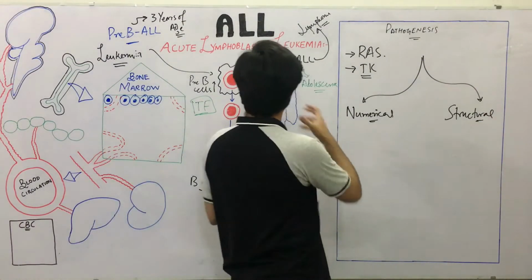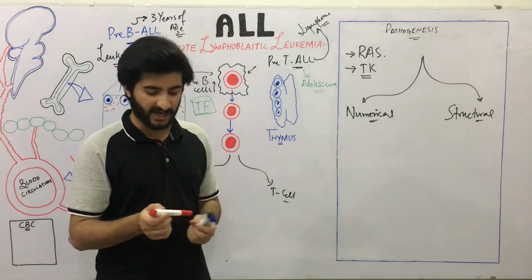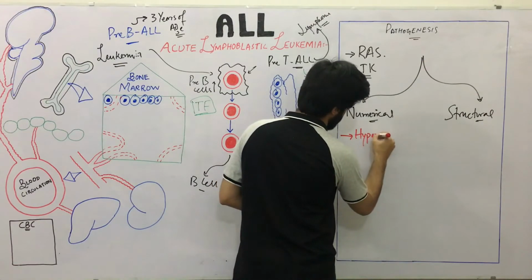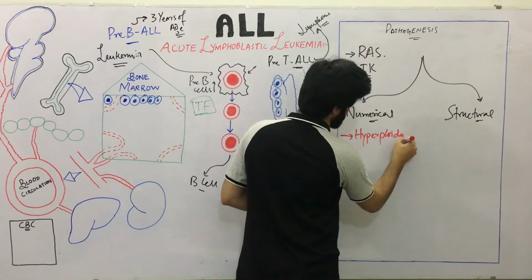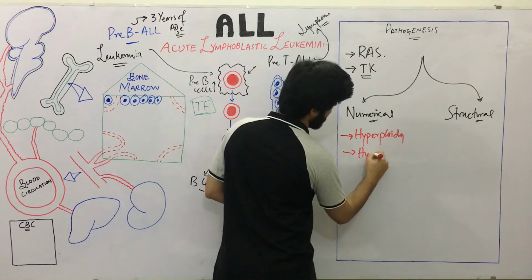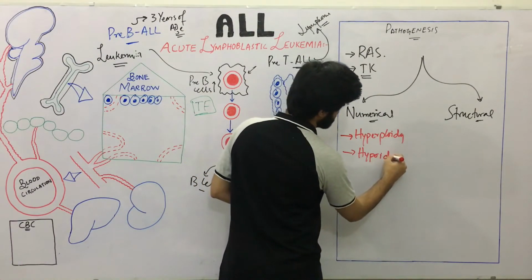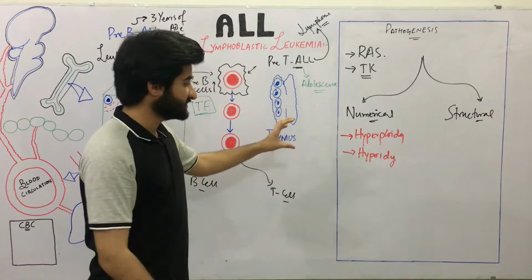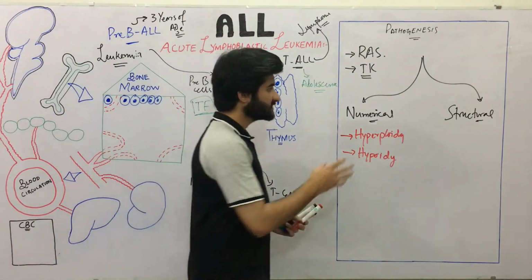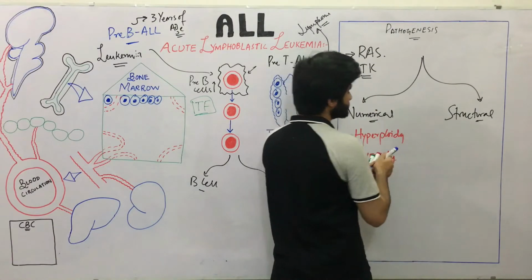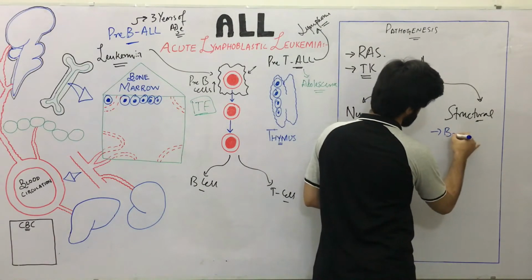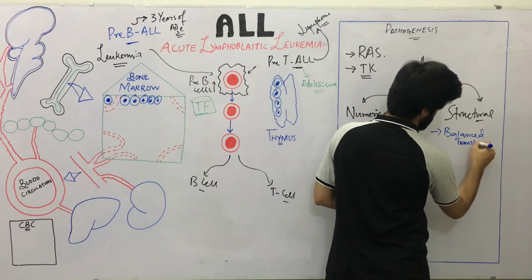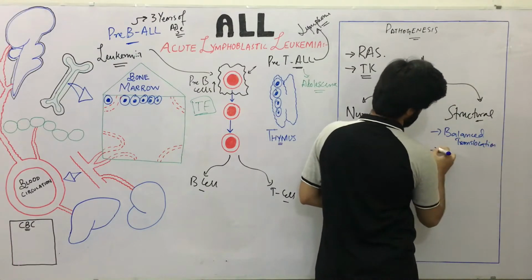So in the case of ALL, the numerical mutations can be of two types: either hyperploidies or hypoploidies. And what are the structural mutations? Structural mutations are either balanced translocations or deletions.